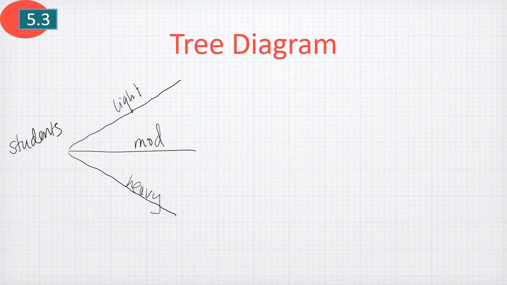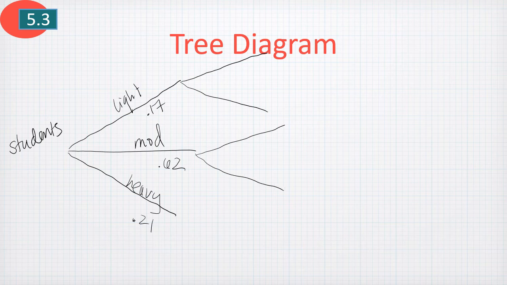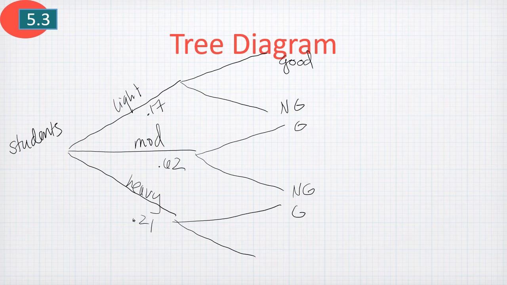And the light I was told was 0.17. The moderate was 0.62, again from the story problem, and the heavy users were 0.12. Then with each one, I have the perception of grades, right? This is what they thought their grades were, right? So I'm going to say good, not good. Good, not good. Because I don't want to say bad. I want to say not good.